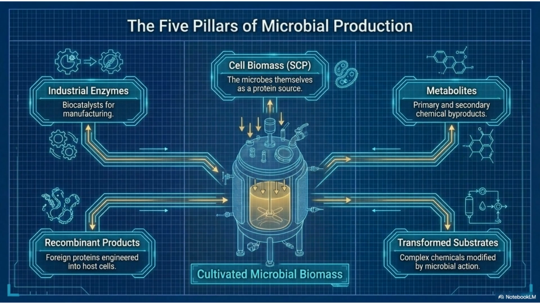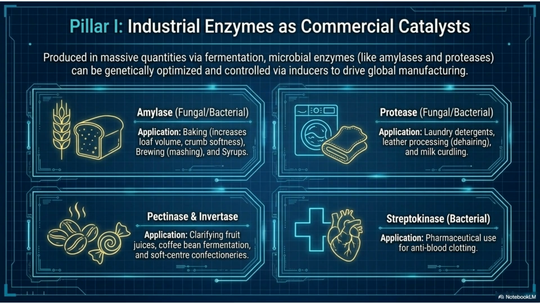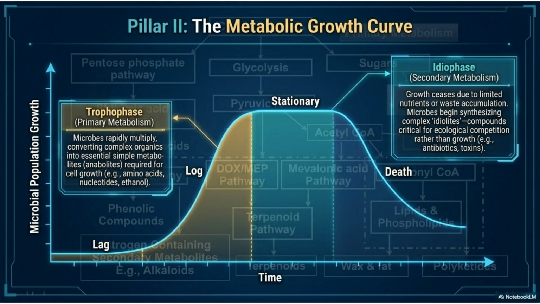There are 5 primary pillars of microbial production: industrial enzymes, cell biomass, primary and secondary metabolites, recombinant products, and transformed substrates. The first pillar involves industrial enzymes. Produced in massive quantities, enzymes like amylase and protease are essential catalysts for applications ranging from food production to pharmaceutical manufacturing. Understanding the metabolic growth curve is crucial.